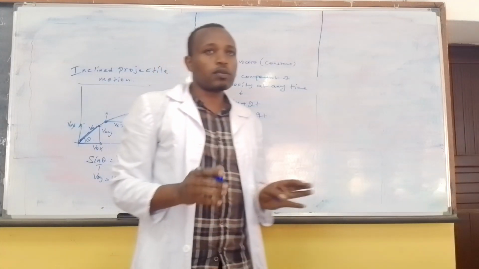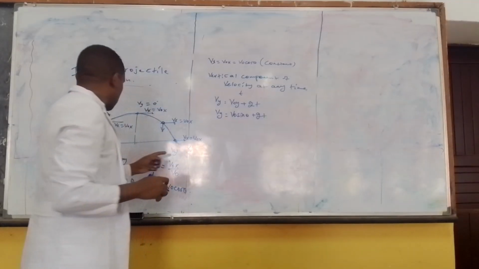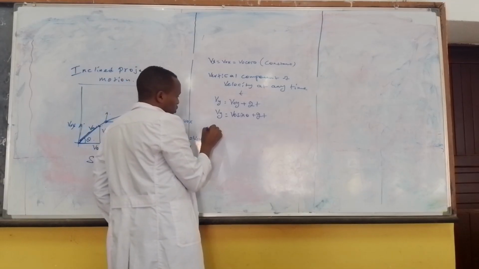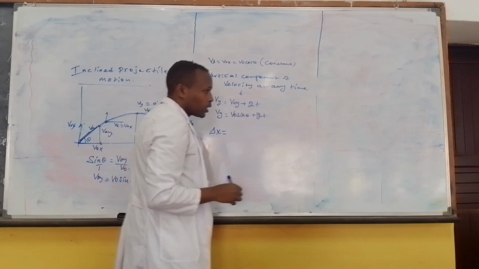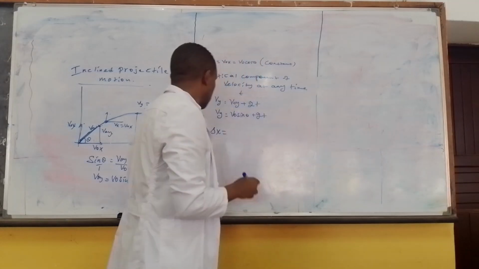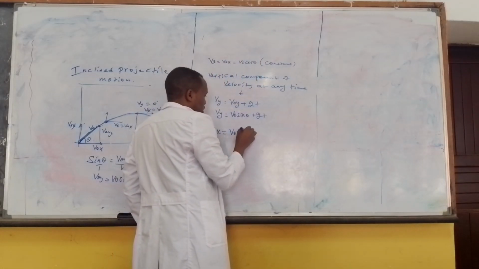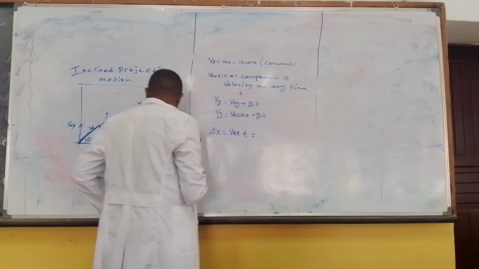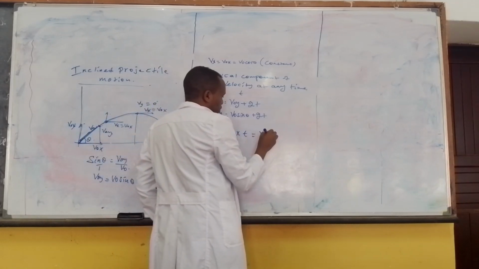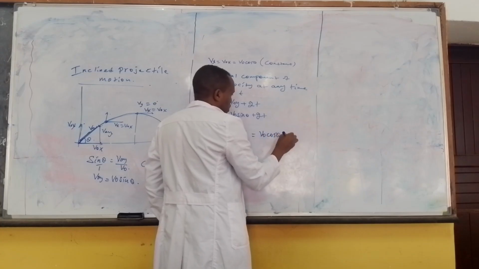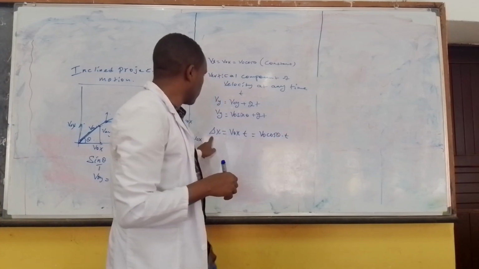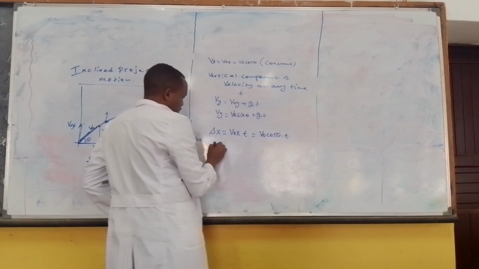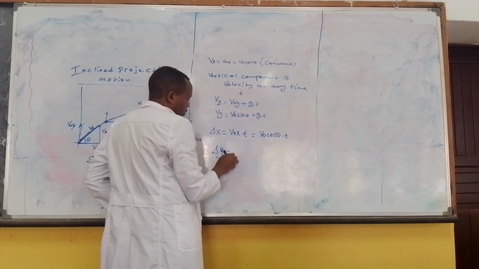Now the other one is displacement. We have two displacements, the horizontal displacement and the vertical displacement. First, let's see the horizontal displacement, which is the change in x. The change in x is calculated using this formula: v0x times t. Since v0x is v0 times cosine of theta, the horizontal displacement is v0 times cosine of theta times t.